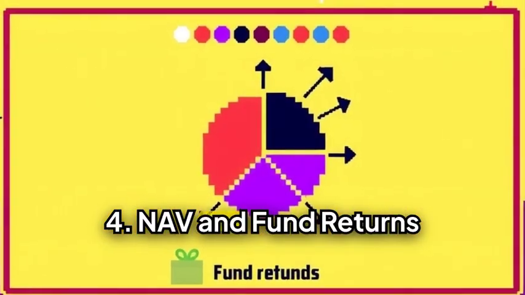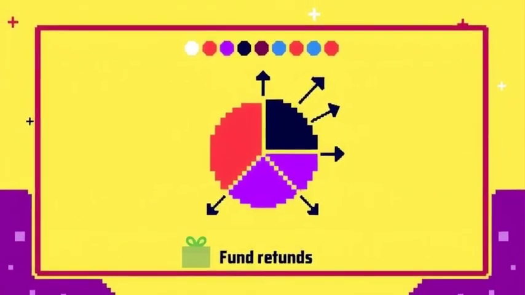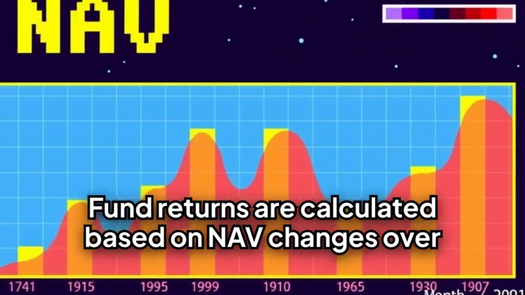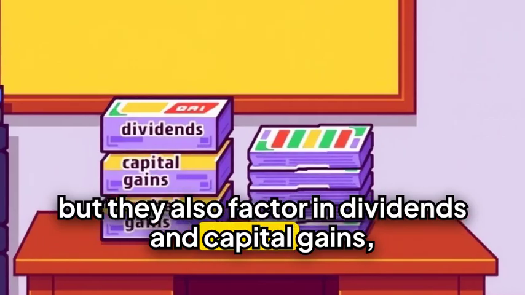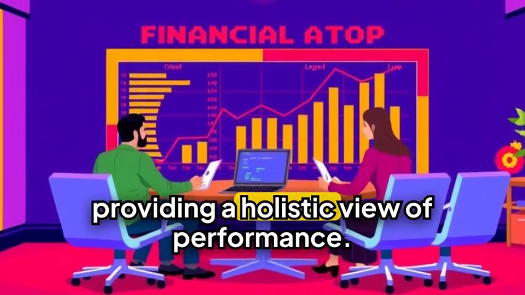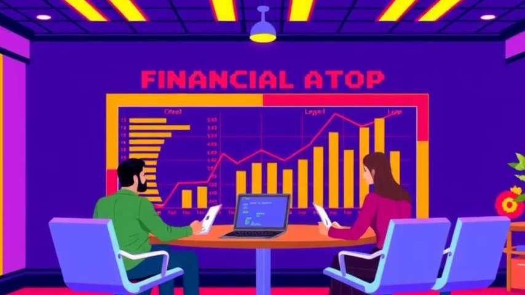4. NAV and fund returns. Fund returns are calculated based on NAV changes over time, but they also factor in dividends and capital gains, providing a holistic view of performance.